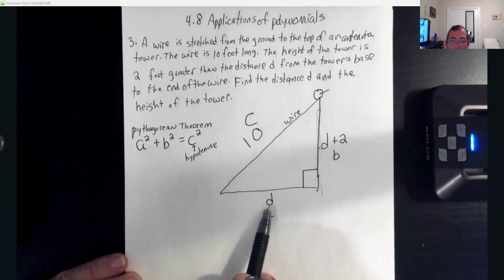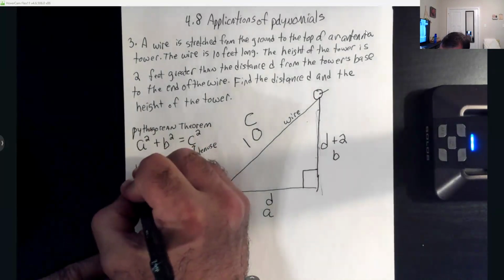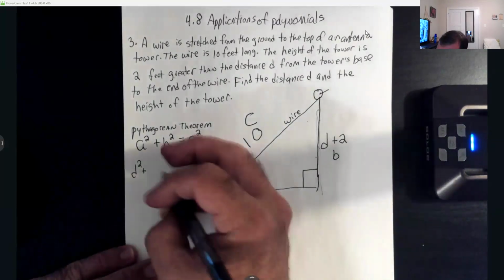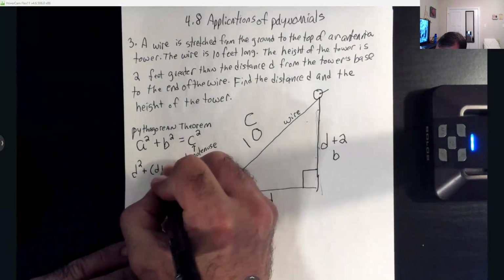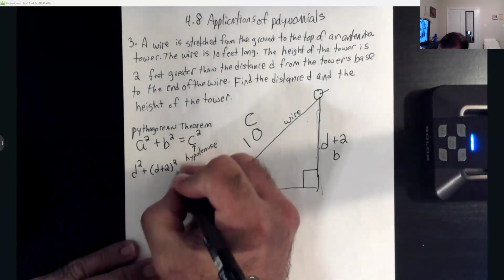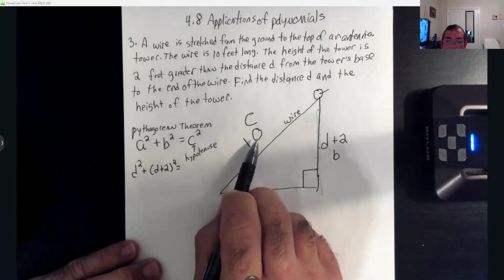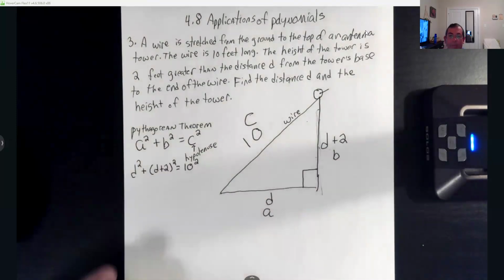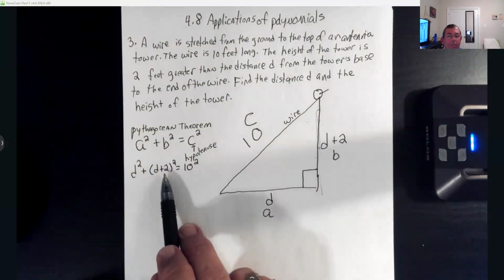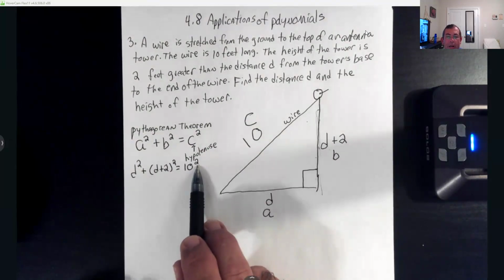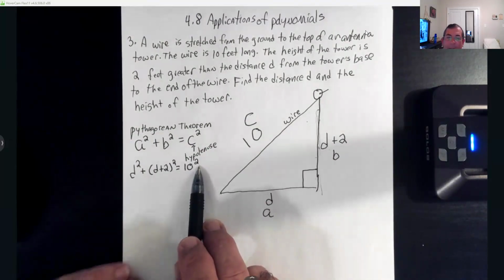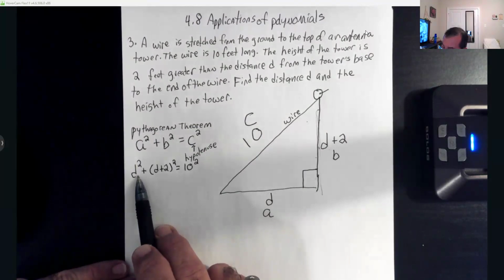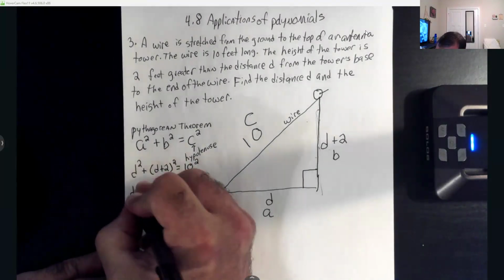All right, so my A squared will be d squared. B was d plus 2, so that's going to be d plus 2 squared. That's going to equal c squared, which will be the 10 squared. So d squared plus (d plus 2) squared equals 10 squared. So you just plug in for your A, B, and C in the formula. All right, at the moment, I can't do anything with the d squared, so I'm bringing that down.